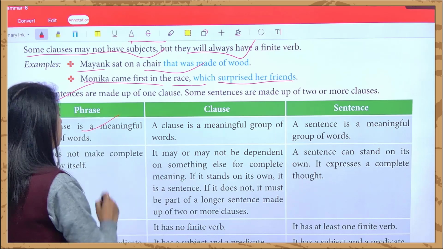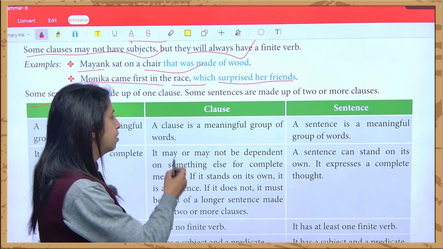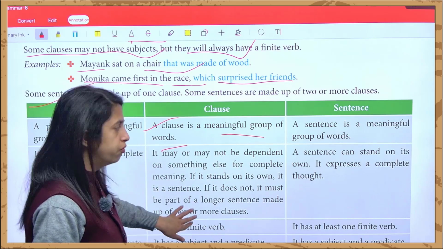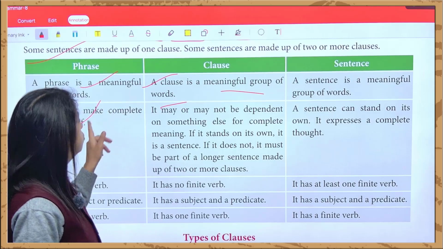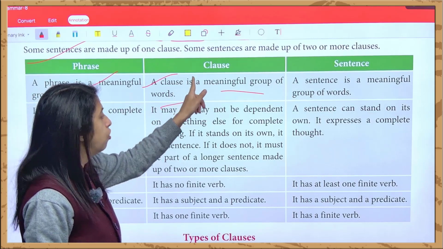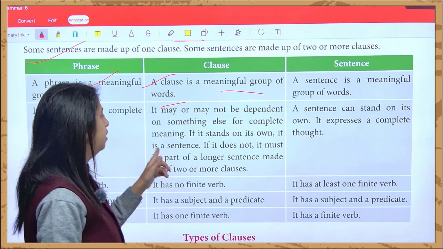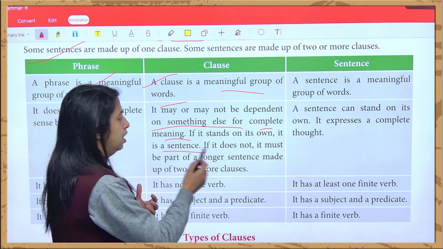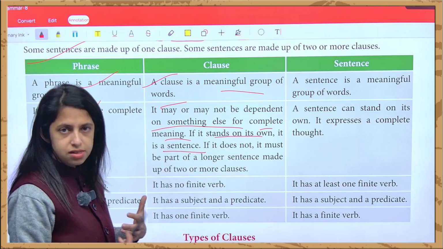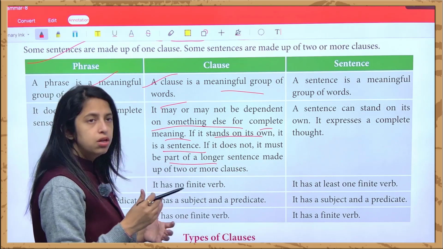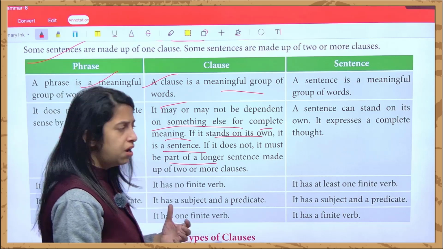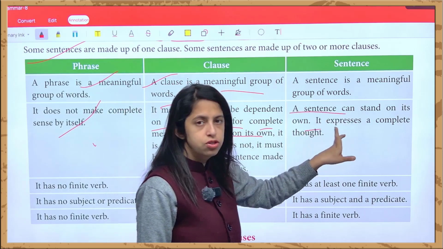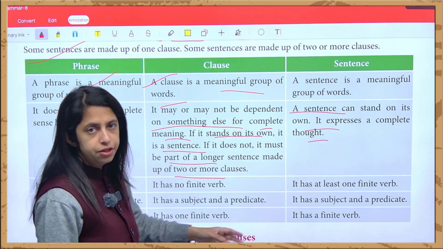So a phrase is a meaningful group of words. We all know this. Whereas a clause is a meaningful group of words and a sentence is a meaningful group of words also, right? Or it does not make complete sense by itself. जो clause होते हैं, they may or may not be dependent on something else for complete meaning. If it stands on its own, then it is a sentence. If it is not, then it is no longer a part of a sentence which is made up of two or more clauses. Whereas a sentence can stand on its own और उसके पास एक अपना complete thought होता है.